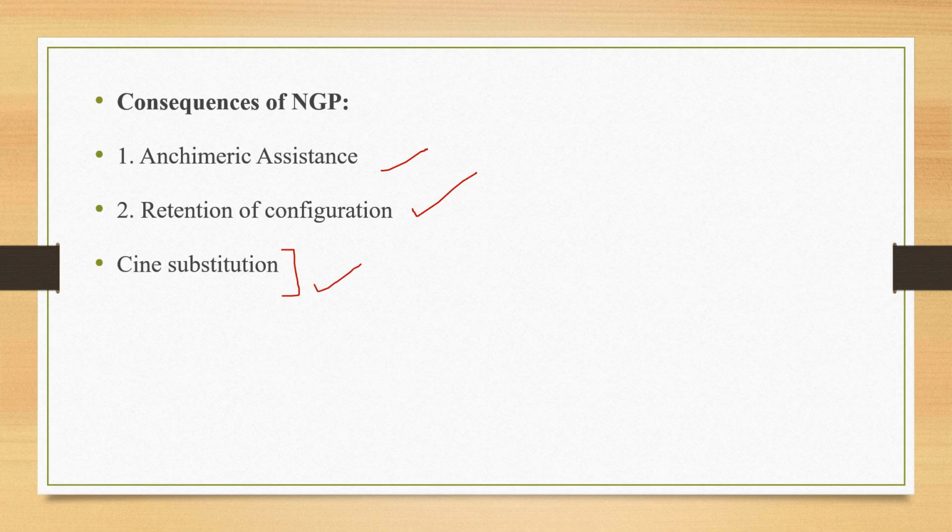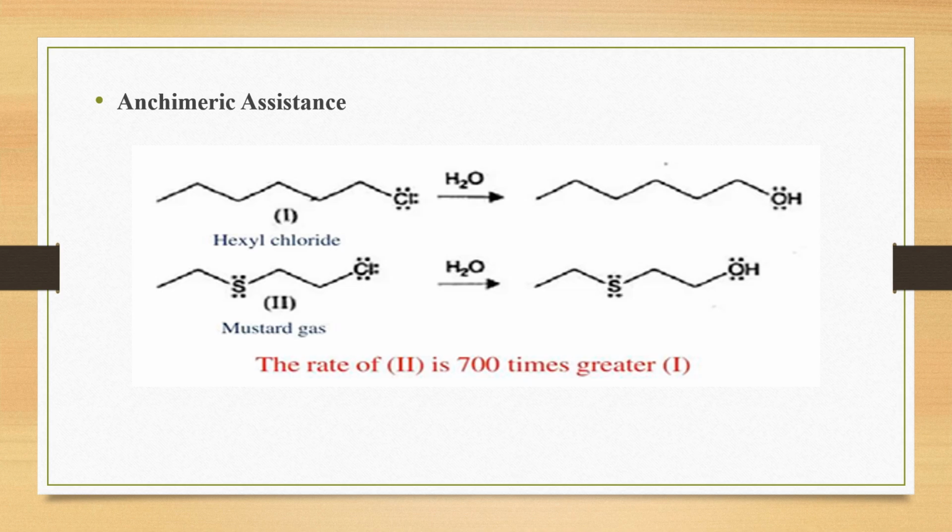So let us see what is anchimeric assistance. Anchimeric assistance means the rate of the reaction is greater than what is expected. We have two examples, hexyl chloride and mustard gas. Both are undergoing substitution reactions with OH minus, and here we are getting this product, here we are getting this product. But when we see the kinetics, the rate of the second reaction is 700 times greater than that of the first. So why is that?